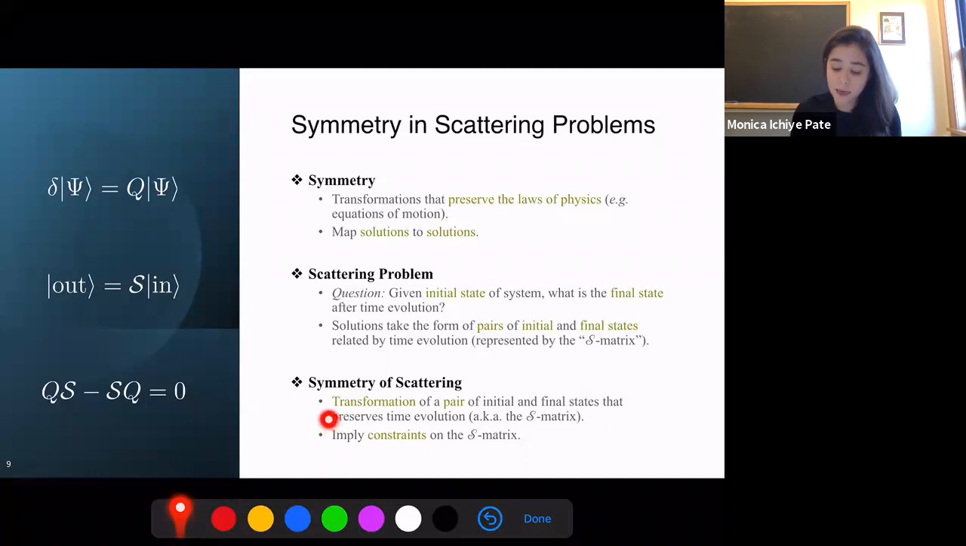And finally, as I mentioned previously, symmetries are useful in the context of the scattering problem because they imply constraints that tell us what initial and final states could possibly be related by time evolution. And again, in the presence of a time translation symmetry, solutions to the scattering problem can only ever involve initial and final states with the same energy.